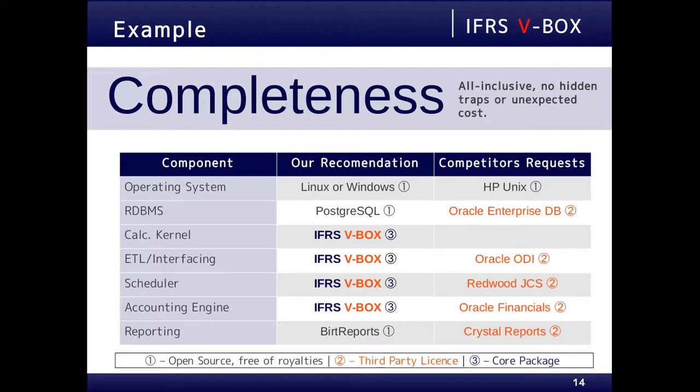IFRS V-BOX is feature complete. It includes a calculation kernel, a tool for ETL and interfacing, a scheduler, an accounting engine, a reporting engine, and so on. On the other hand, a competitor would typically require various additional third-party components which have to be bought by the bank in order to guarantee the functionality of the software, like Oracle ODI for ETL, Redwood JCS for a scheduler, or Oracle Financials for an accounting engine.